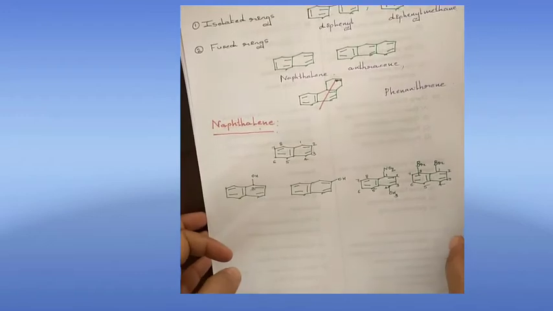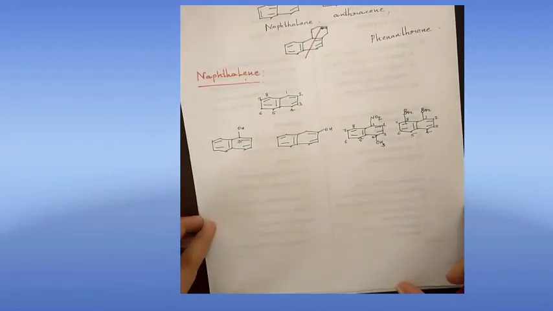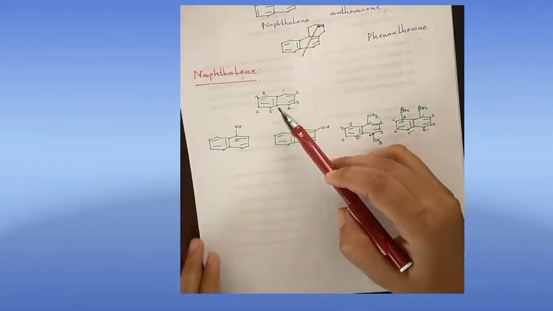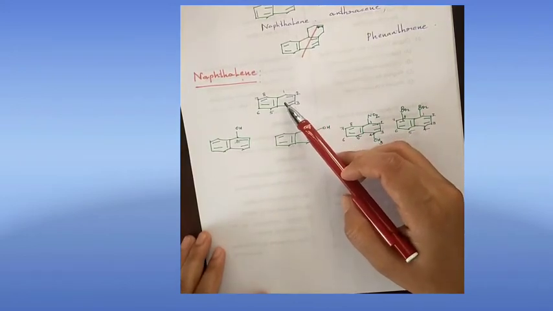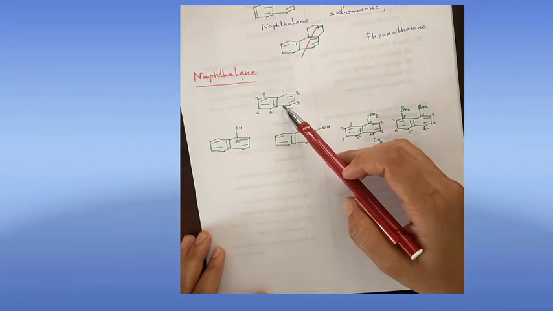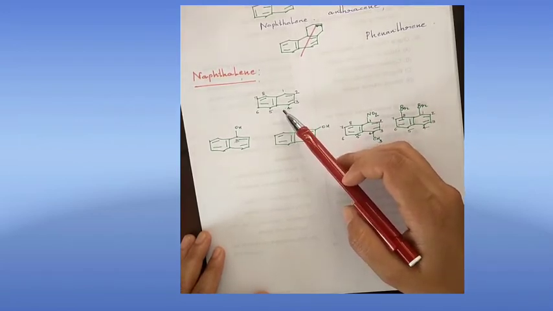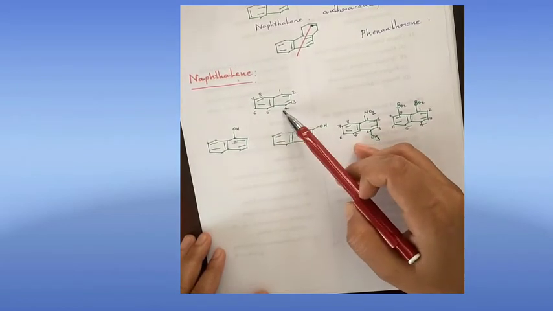There are so many examples. We are going to discuss only a few fused rings. In that, the first one is naphthalene. What is naphthalene? Here two benzene rings are joined together. So that's why it is called naphthalene. Now look at here. It is one of the largest constituents of coal tar. It is a simple fused ring system. That means here only two benzene rings are fused together.